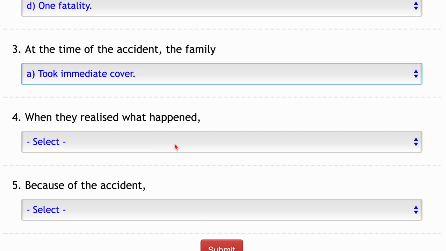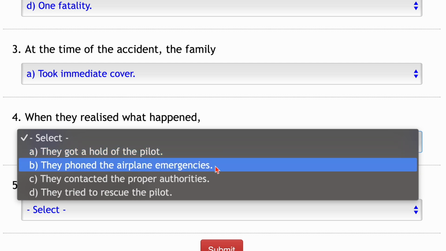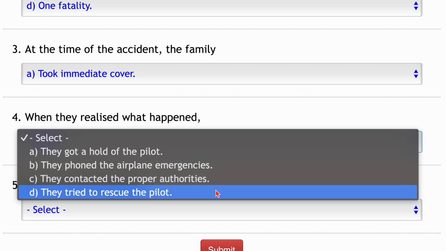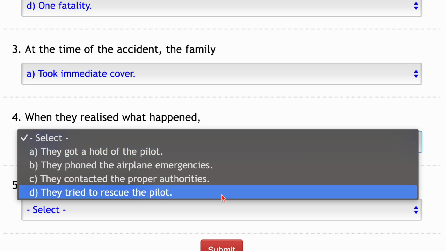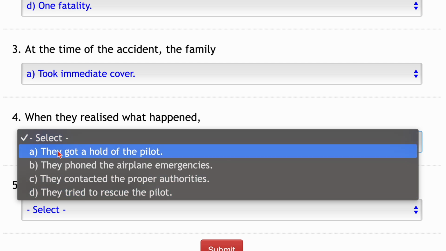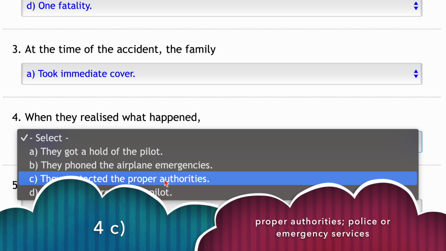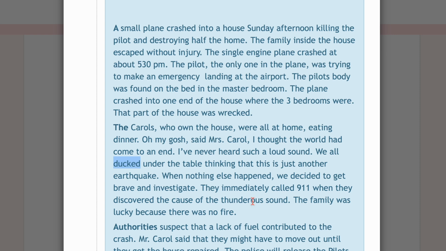When they realized what happened, they got a hold of the pilot, they phoned the airplane emergencies, they contacted the proper authorities, they tried to rescue the pilot. So not A or D, because it looks like the pilot unfortunately passed away or was killed. So it seems like they contacted the proper authorities. The authorities means the police or emergency response team. And it looks like that's what they did. They immediately called 911. Okay.